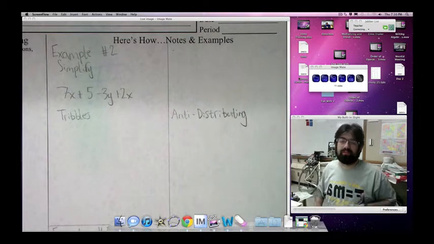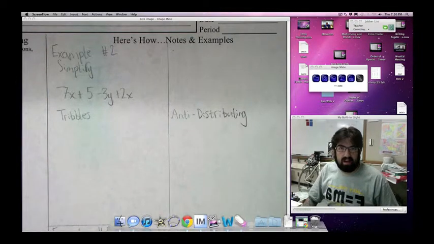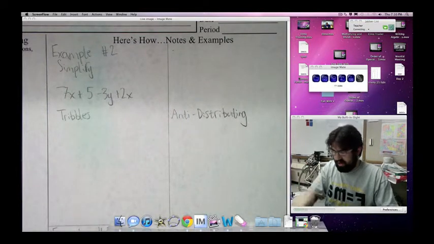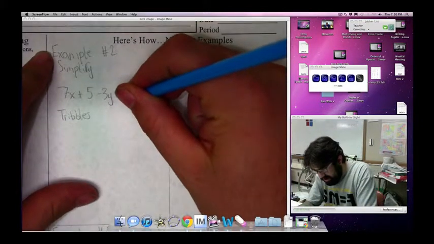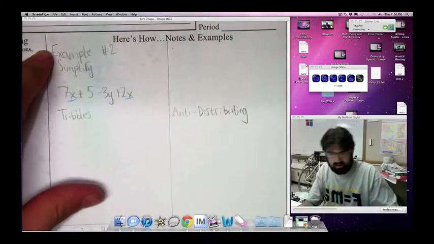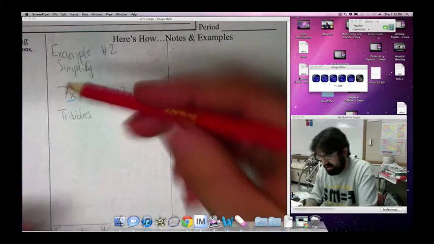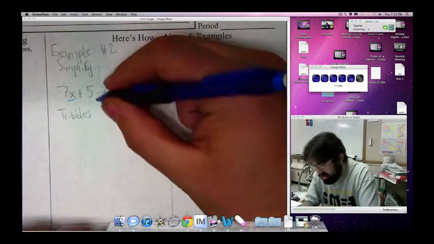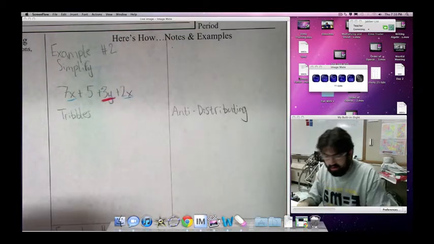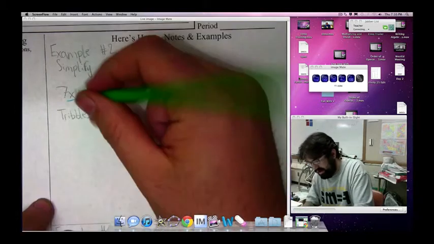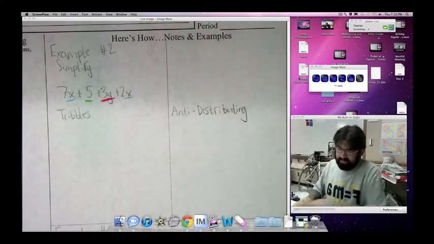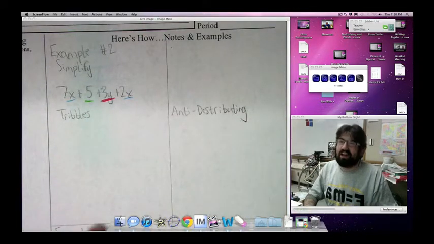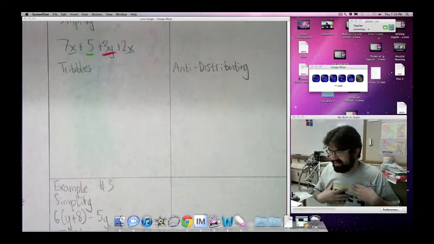Okay, again, I have 7x plus 5 minus 3y plus 2x. Now, remember, this is the one I had up here earlier. I'm just going to underline all the x's in blue. I want to underline this one in red because it's y, not because it's evil, just because it's y. I'll put plus negative. And then I'm going to use green. Sounds exciting, right?